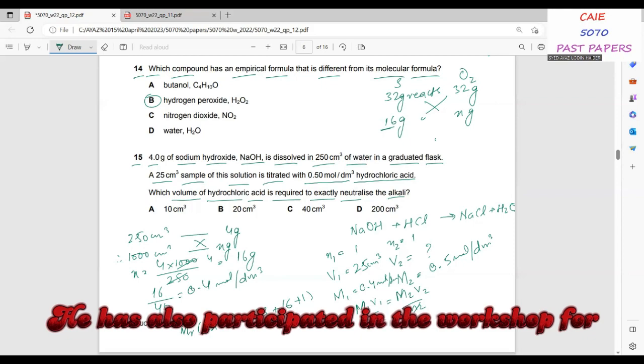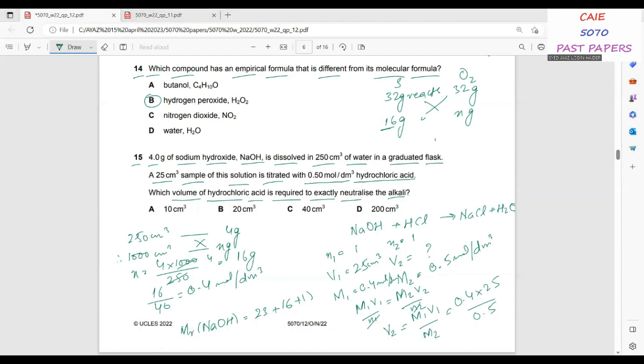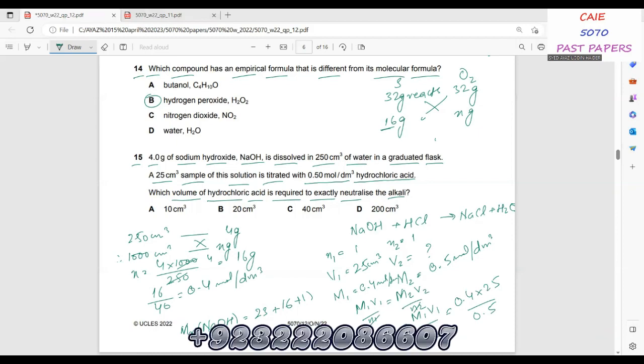Now we want to calculate V2. So the equation will be like this now: V2 is equal to M1 V1 by M2. Now placing all the values, M1 will be 0.4 multiplied by 25 and divided by 0.5. This is the concentration of HCl. So 0.4 multiplied by 25 divided by 0.5 will give 20 centimeter cube. So this will be the right answer.